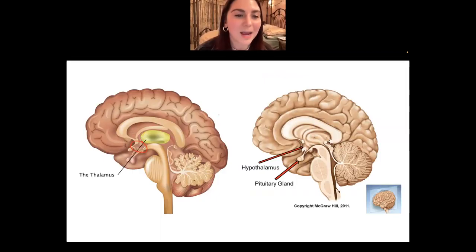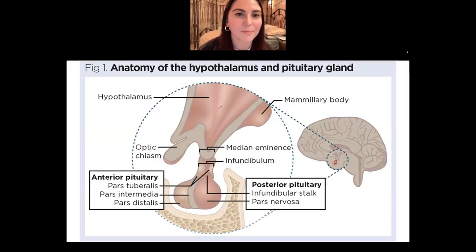Okay, so thalamus, hypothalamus, and then the pituitary gland is below it here. So you can kind of see where all these glands are. In this image, again, it's a very general type of thing. Okay, here's the thalamus, here's the hypothalamus, and then here's the pituitary gland. They're just these areas.